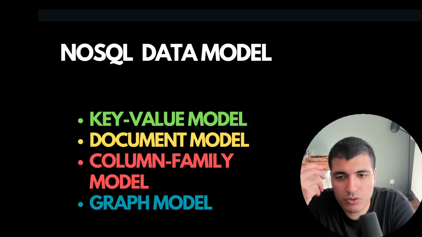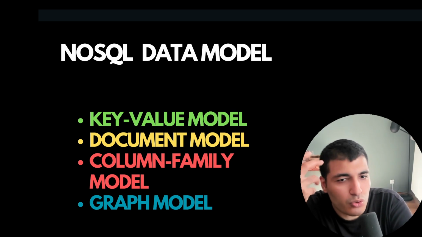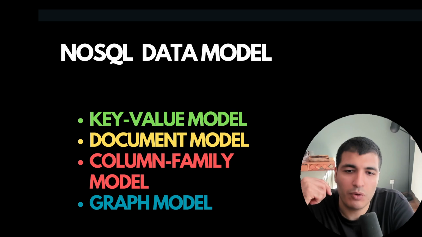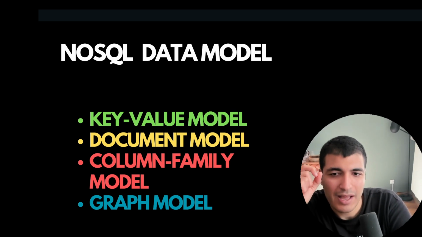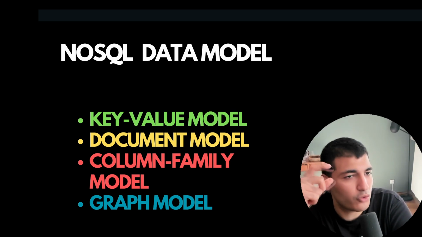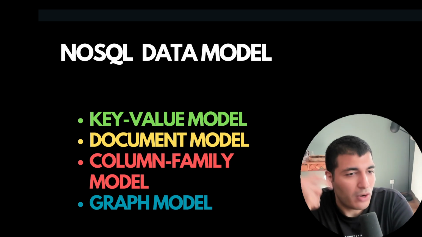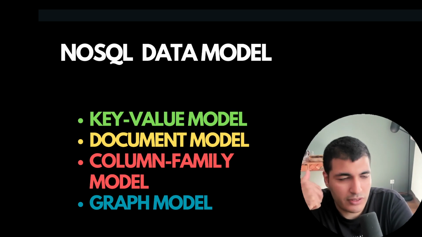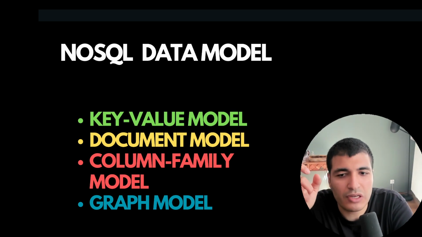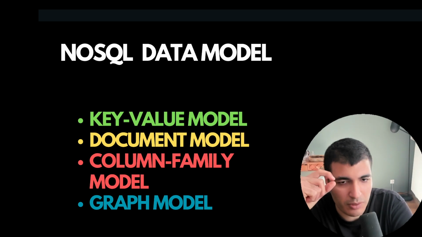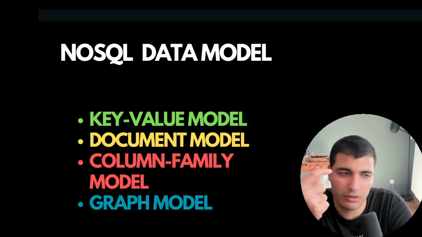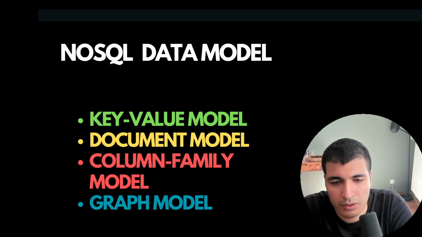For our user management system, we could store user information where the user ID is the key and the value is a chunk of user data. For example, while this is super efficient for a simple lookup, this model doesn't really handle complex relationships or allow for querying based on a specific attribute within the value, because they are just key value pairs.